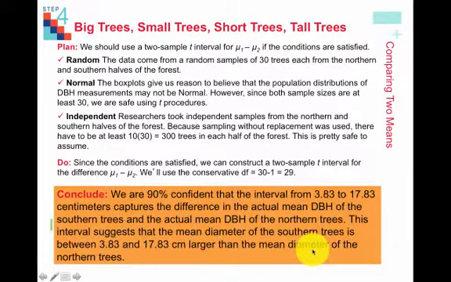And what does it mean? Well, we're 90% confident that the interval from 3.83 to 17.83 centimeters captures the difference in the actual mean dBH of the southern trees and the actual mean dBH of northern trees. This interval suggests that the mean diameter of southern trees is between 3.83 and 17.83 centimeters larger than the mean diameter of the northern trees. Whew! Okay.